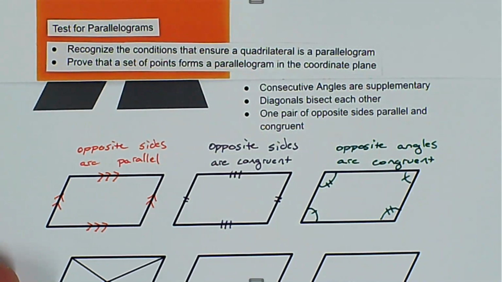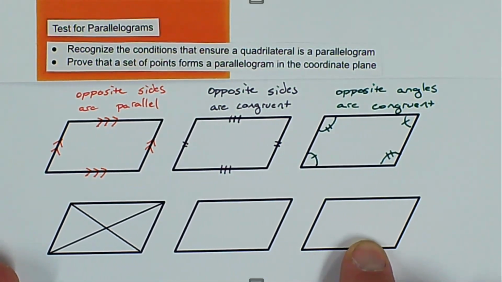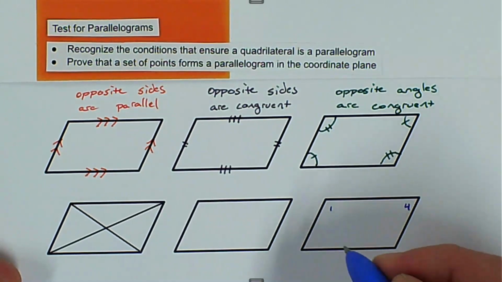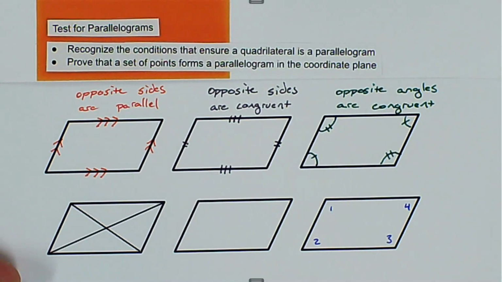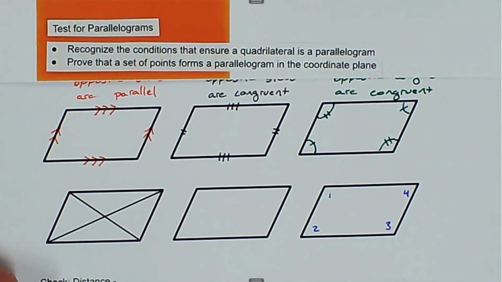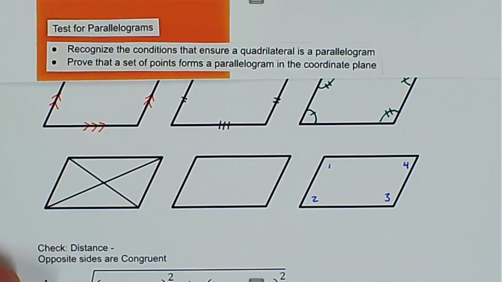And the next one that we will talk about is consecutive angles are supplementary. And we're going to use this bottom box right here. So if we said that this was angle 1, and this was angle 4, and angle 2, and angle 3. Supplementary means that they add to 180 degrees.